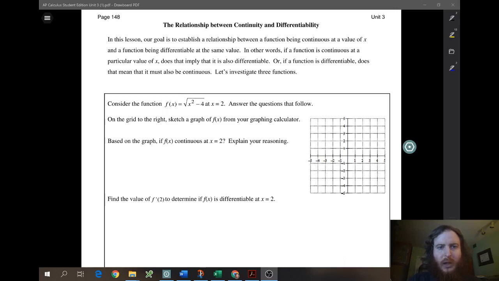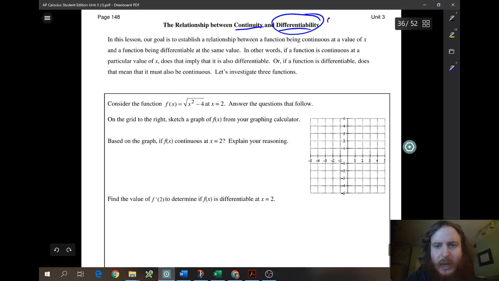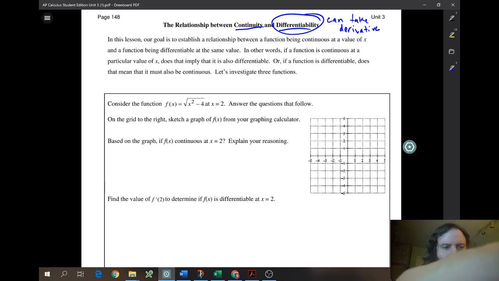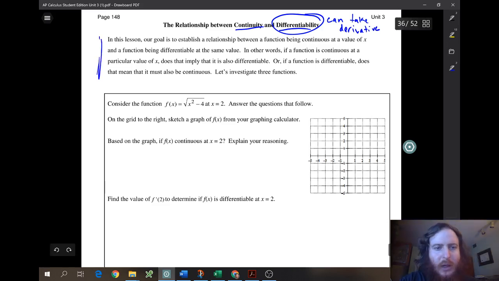So in this video, we're going to talk about the relationship between continuity and differentiability. We've talked about continuity. What differentiability means is that you can take the derivative, so basically that the derivative exists. Okay, so we can read through this if we want to. That'll kind of go into that a little bit more.